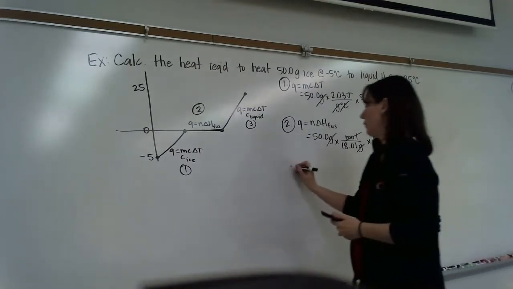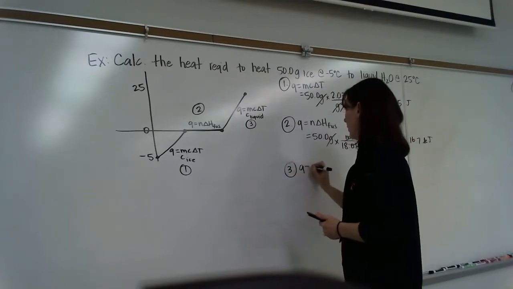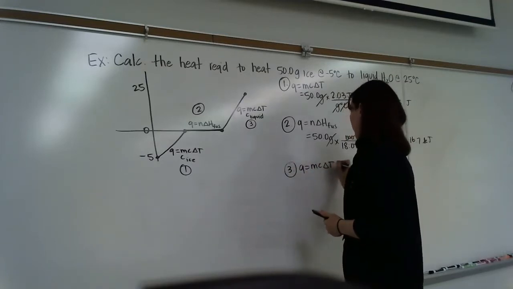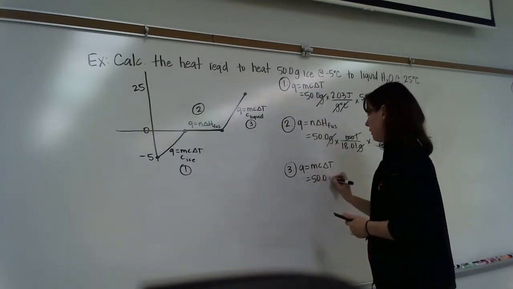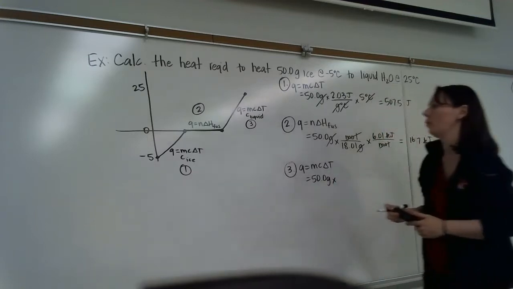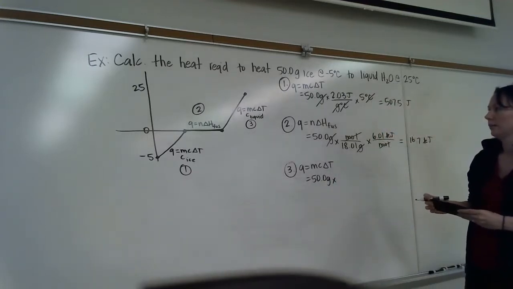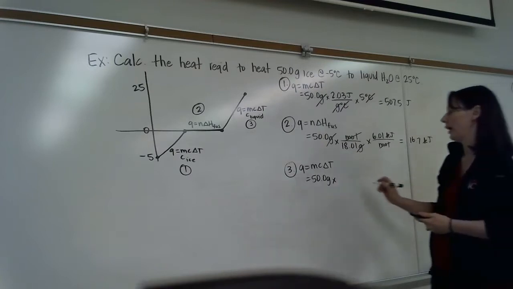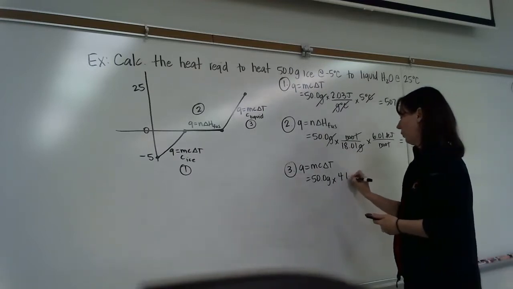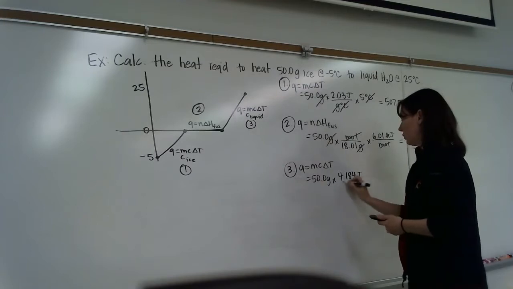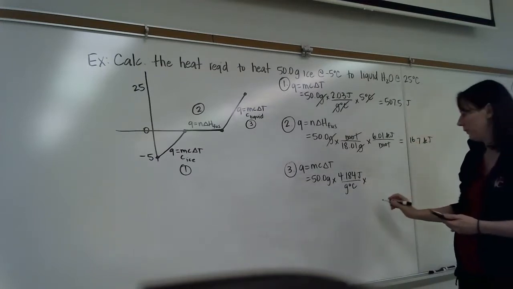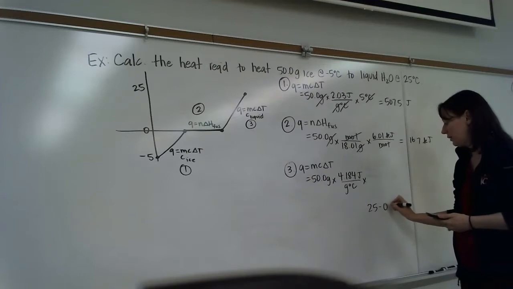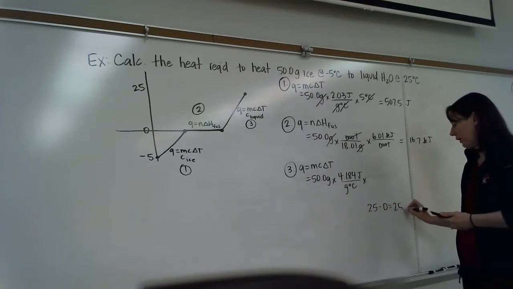Do we agree on step 2's number, how it was obtained? All right, now in step 3, Q equals MC delta T. The mass is still 50 grams, that hasn't changed. Heat capacity of liquid water, is that the same as ice? No. What's it for liquid water? 4.184 joules per gram degrees Celsius. And now what's delta T? It's calculated as final minus initial. So 25 minus 0 gives me 25, right?